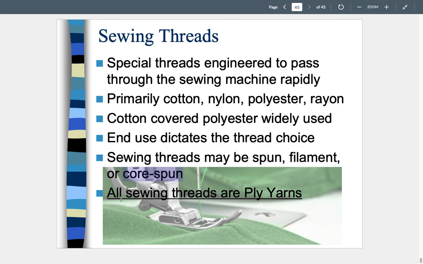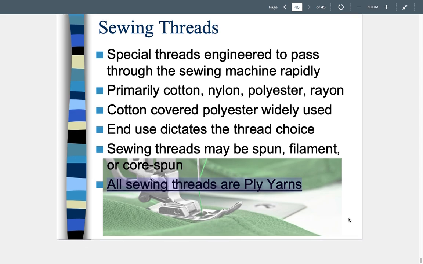Okay? All sewing threads are plied. Always, always, always. The reason is that when you ply a yarn, it gives it strength. And we definitely need strength when it comes to running a thread through a sewing machine into a garment or an item and then having it hold up. Sewing thread is what holds something made out of fabric together. If it's not a strong thread, then the whole thing will fall apart. So all sewing threads are plied.